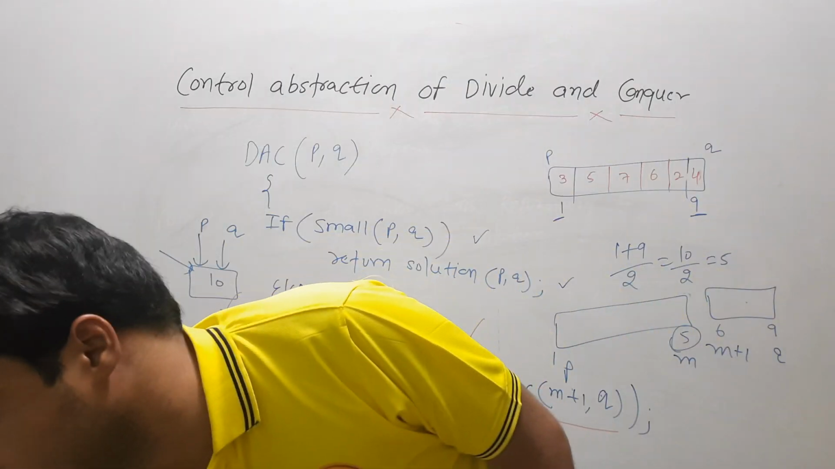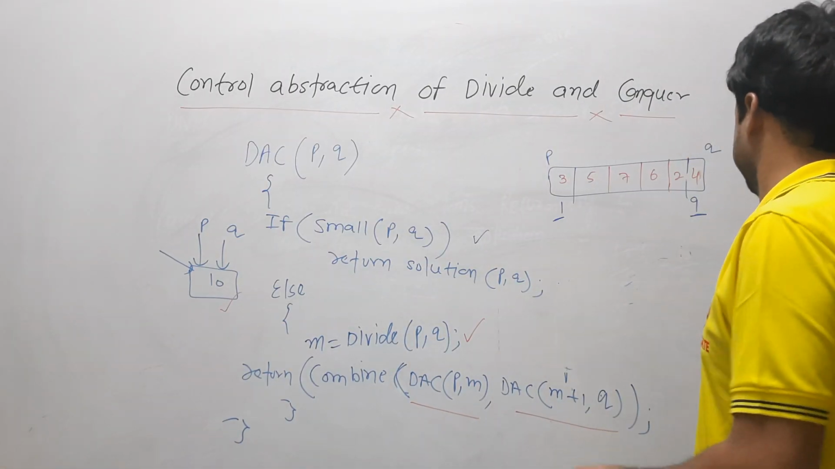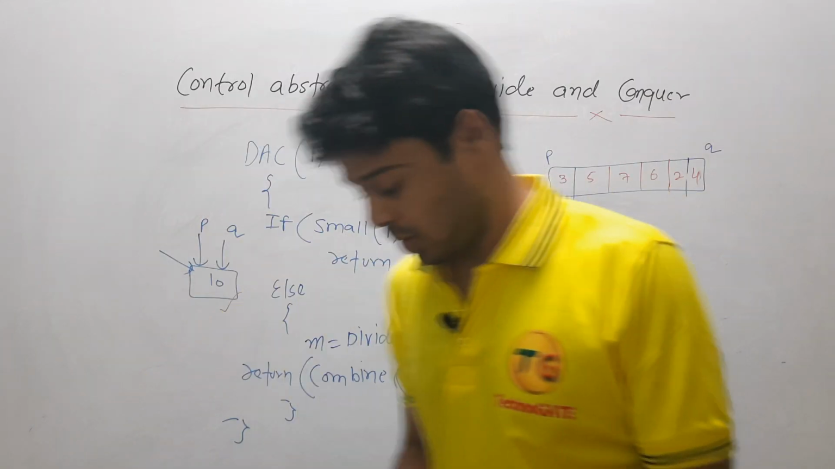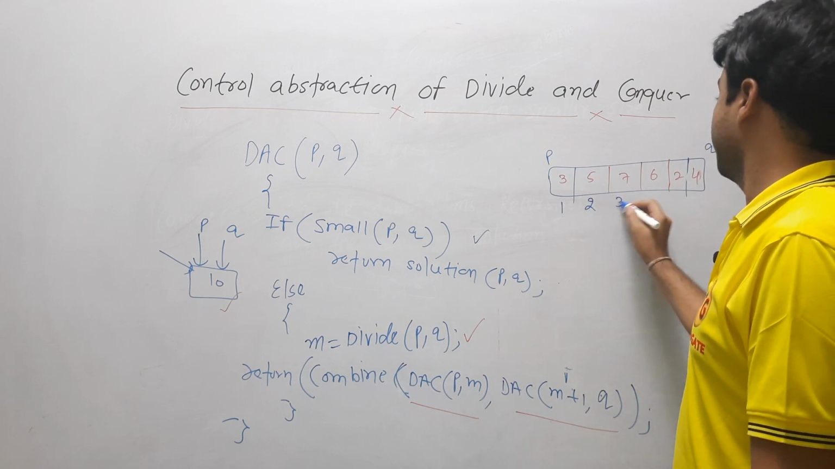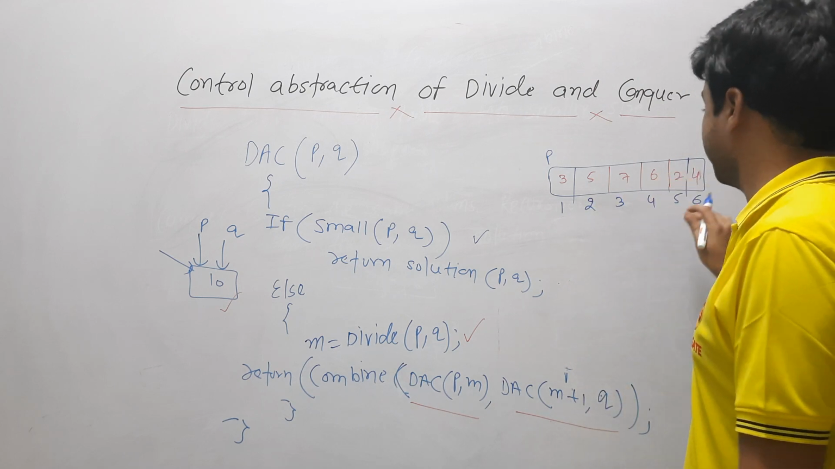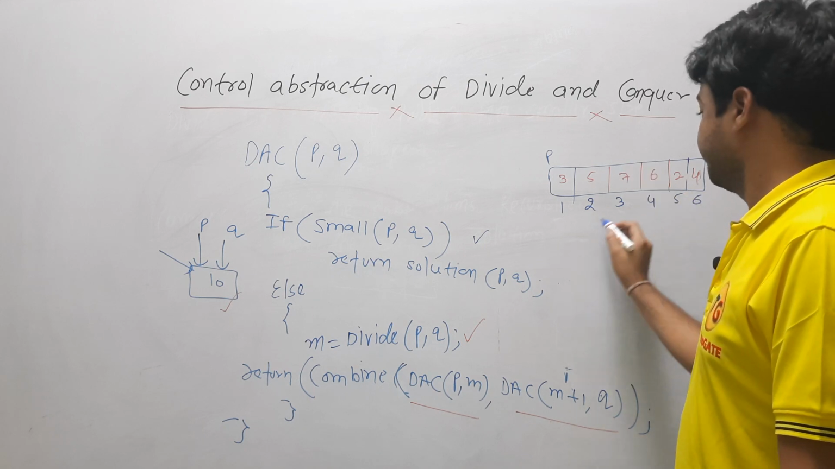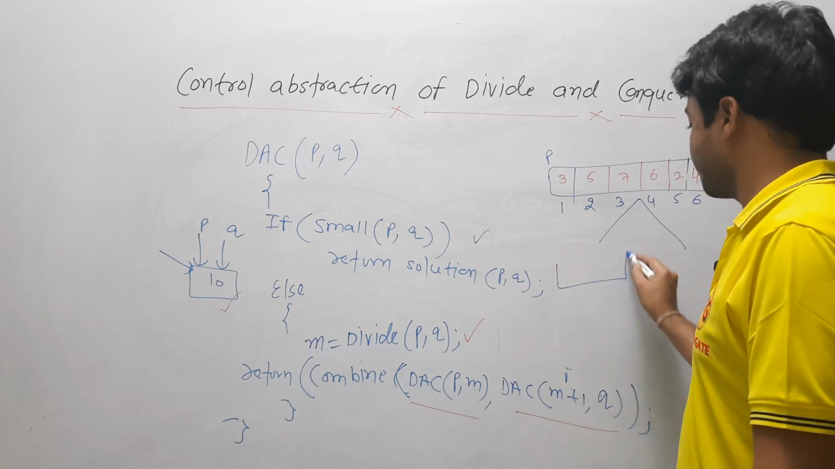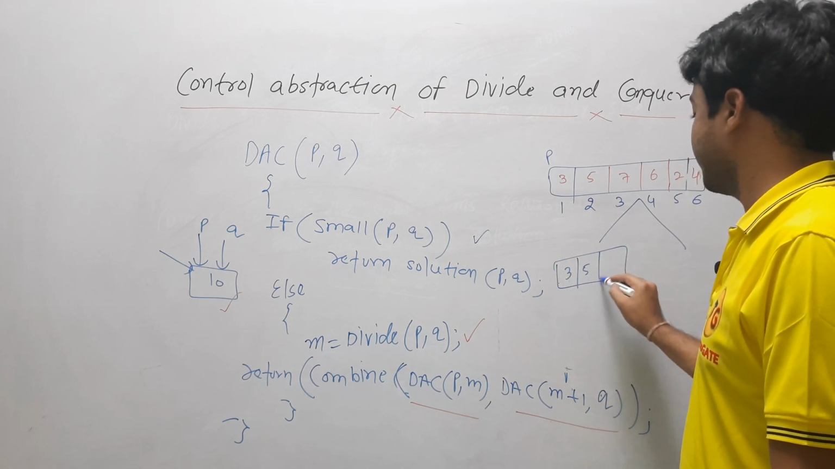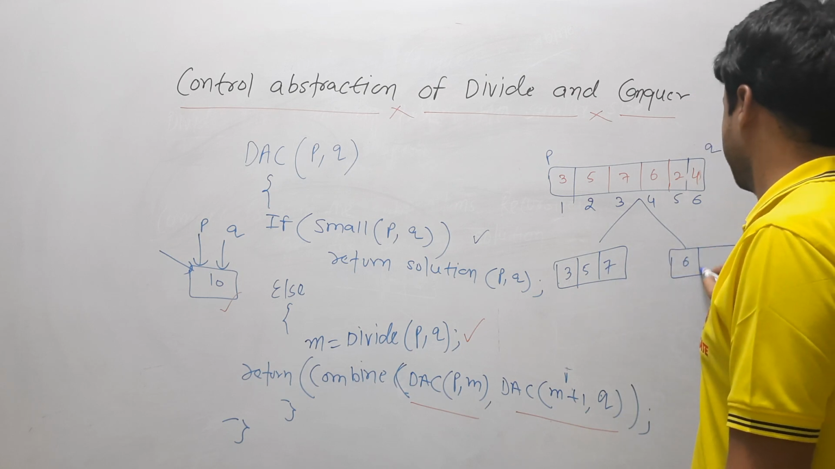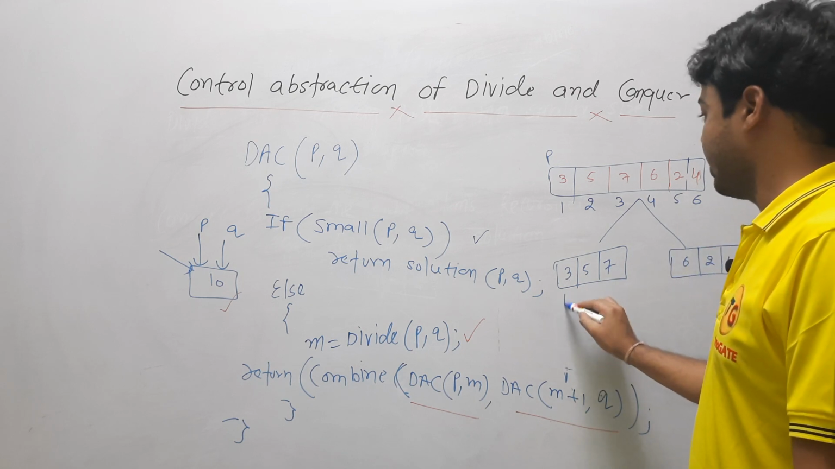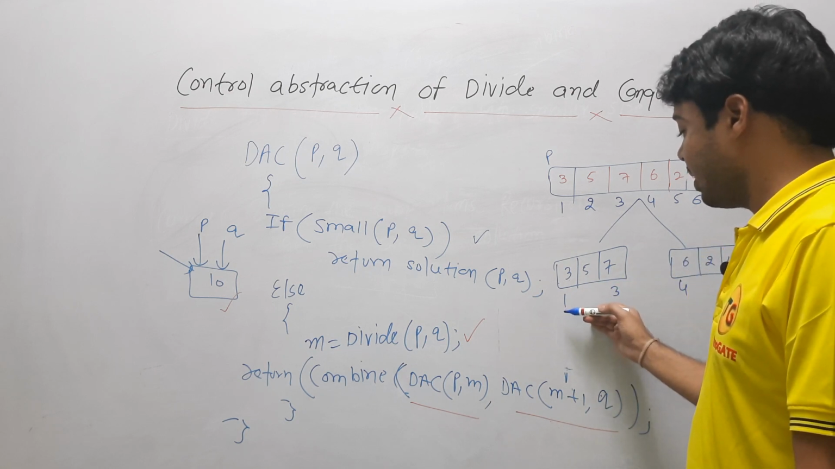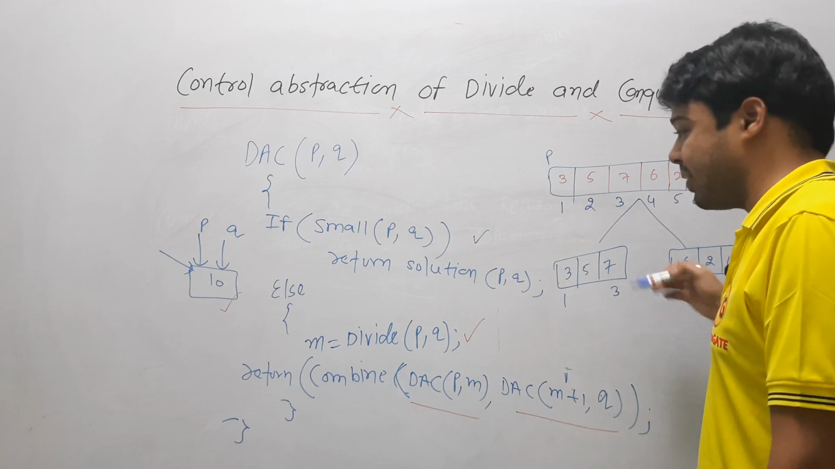So how it divides is like this. Here 1, 2, 3, 4, 5, 6. Divide this problem like that. 1 plus 6 is 7, 7 by 2 is 3. So the first part is 3, 5, 7 and here 6, 2, 4. So starting 1 to 3 here and here 4 to 6. So start index to mid and mid plus 1 to q. Every time we divide this one.